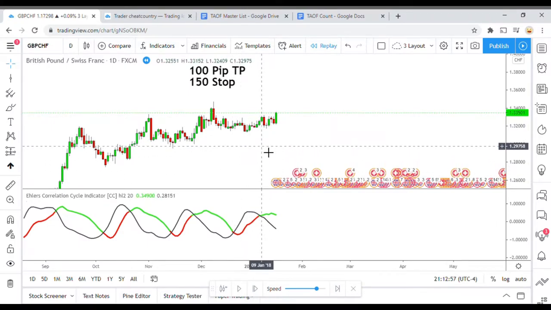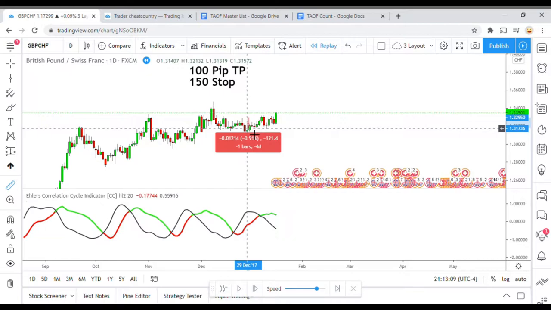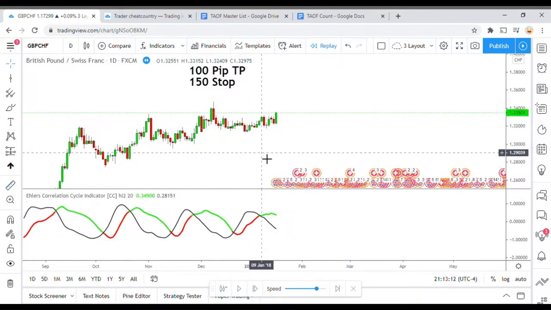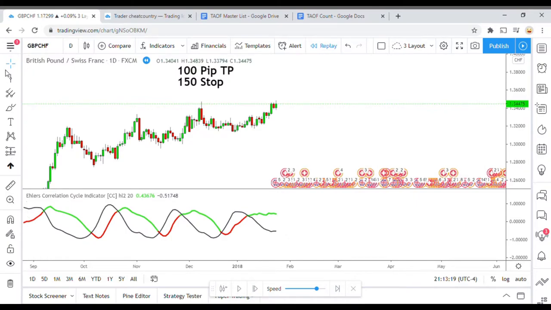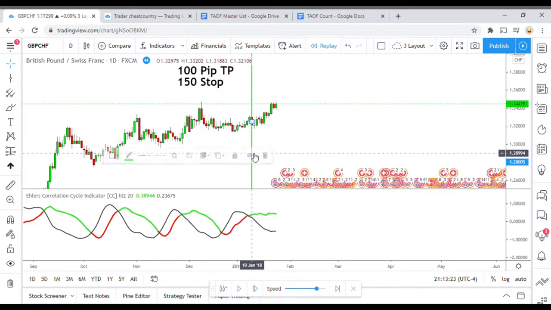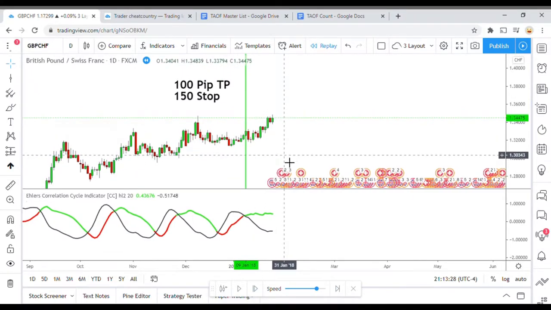All right, looks like we picked up a long signal there on that one. It did give us a pretty hefty red candle there. It did not hit the 150 pips before, it appears to be turning around, going to the upside, which it did, giving us first trade and first win. So far, so good.